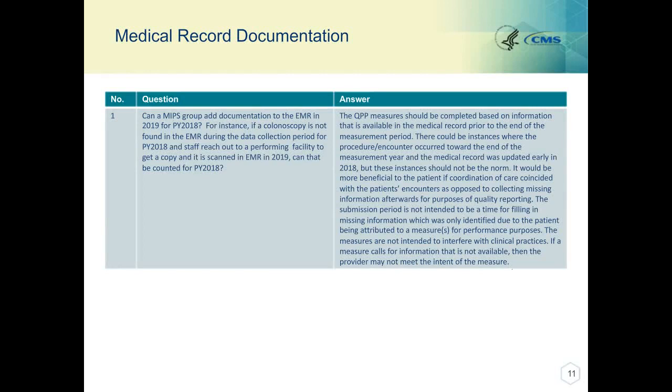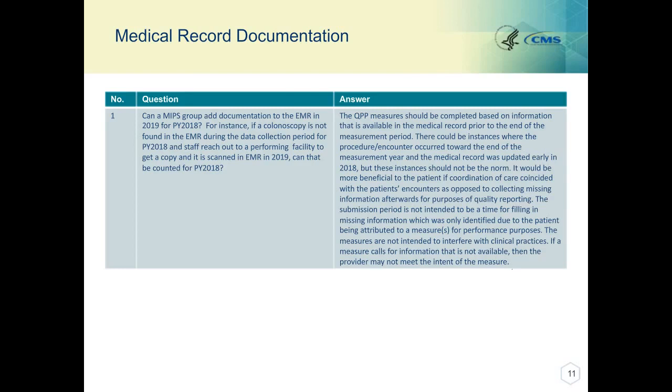We have been receiving questions regarding when medical record documentation may be obtained or updated, and we've confirmed responses with CMS, and we'd like to share that information with you today. Question 1 is, can a MIPS group add documentation to the EMR in 2019 for payment year 2018? Or performance year, I'm sorry. For instance, if a colonoscopy is not found in the EMR during the data collection period for performance year 2018, and staff reached out to a performing facility to get a copy, and it is scanned into the EMR in 2019, can that be counted for performance year 2018?